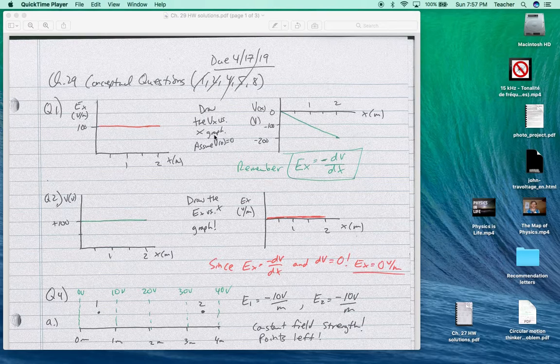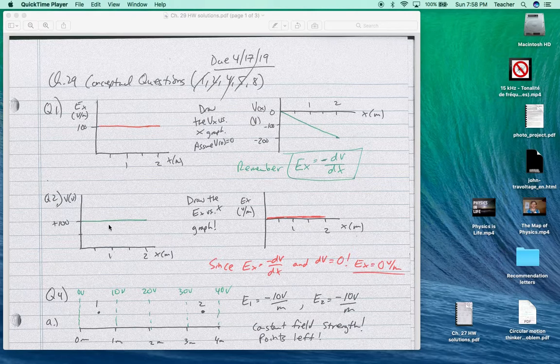So the key thing here is that if you have an electric field with a constant positive electric field of 100 volts per meter that is pointing to the right, that means as you go to the right, if your voltage starts at 0, it will be declining. The reason for that is the electric field points from positive to negative. So you're going to end up at a lower potential than where you start. This is a key thing to remember.